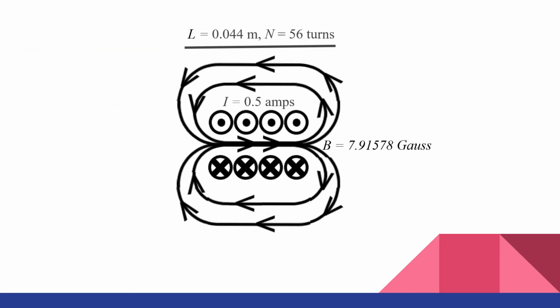When looking at the solenoid created, the length of the coil is 0.044 meters with 56 turns, and when a current of 0.5 amps is run through the solenoid with only air in the middle, so a relative permeability of 1.2566 times 10 to the negative 6 teslas over amperes times meters, ultimately producing a magnetic field at the center of the solenoid of 7.915 Gauss.